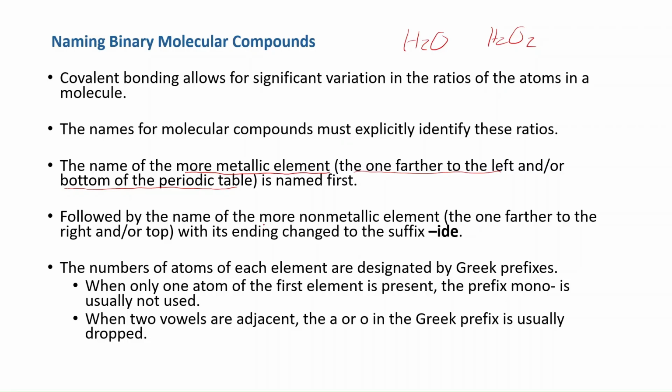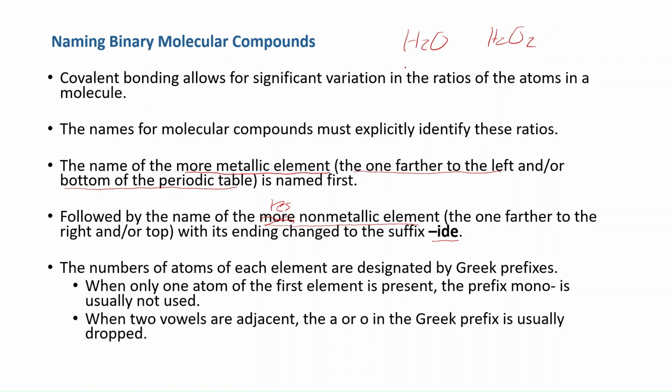Now, this one's going to be followed by the less metallic, or the more non-metallic, sorry. And this one you're going to change, like with the ionic compounds, to end in -ide. Okay, so that's fine, but hydrogen oxide still doesn't tell you if it's water or hydrogen peroxide. So you have to put prefixes telling you, and there are some prefixes that we just saw. You put the prefixes before.